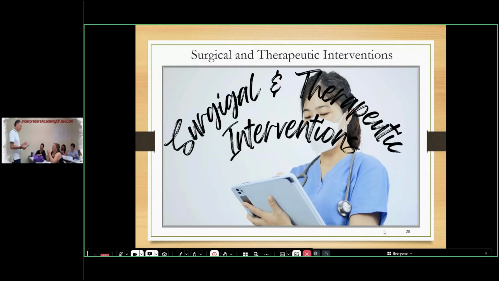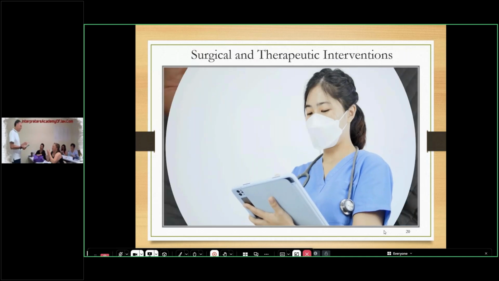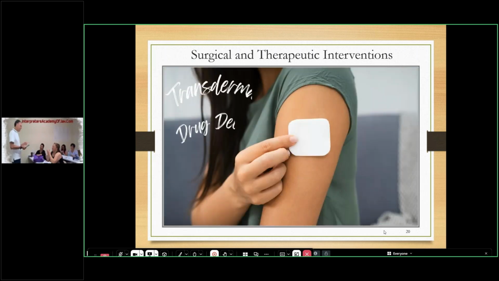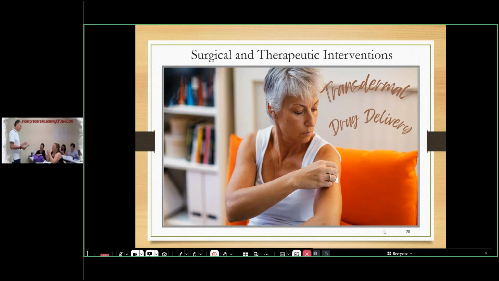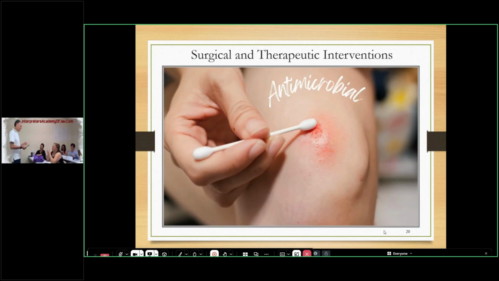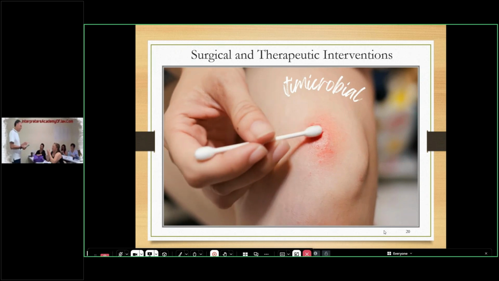Surgical and therapeutic interventions. A topical medication is a drug placed directly on the skin. A transdermal drug delivery is a method of applying a drug to unbroken skin. The drug is absorbed through the skin and then enters the circulatory system. Antimicrobial is a medicine applied to broken skin to prevent infection.